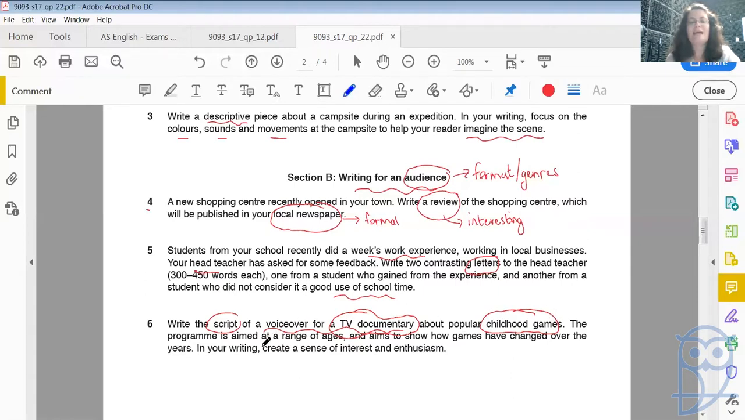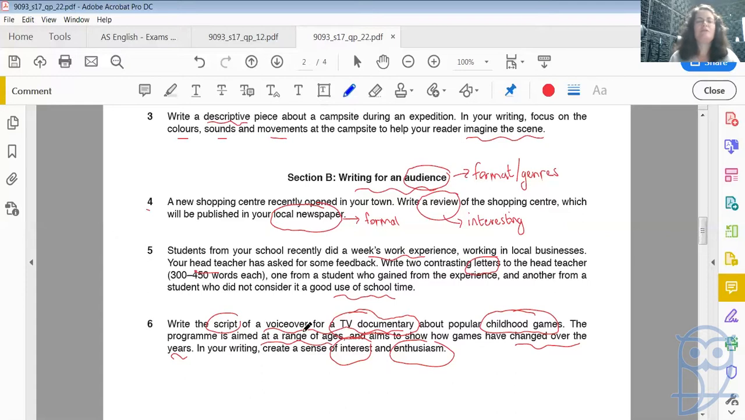The program is aimed at a range of ages and aims to show how games have changed over the years. In your writing, create a sense of interest and enthusiasm. So I would argue that for this particular piece, because it's for a range of ages, you could keep things clear and concise, but not too simple, because you want to appeal to probably older children, teenagers, adults, and maybe the older generation as well.